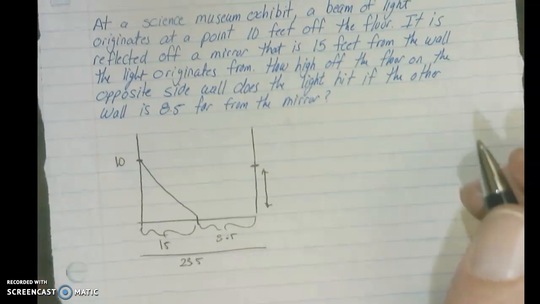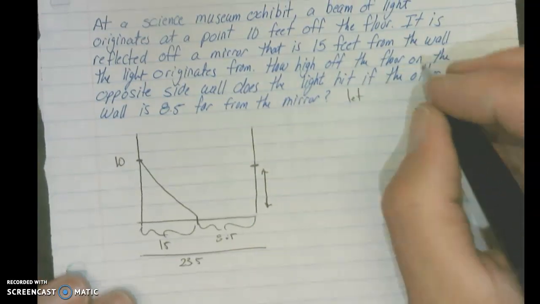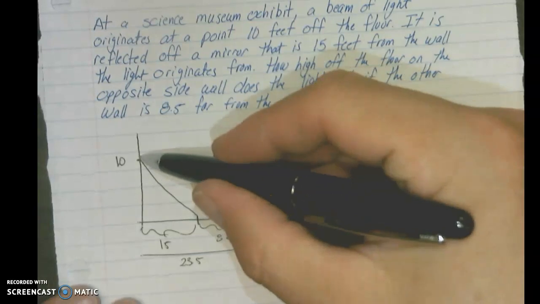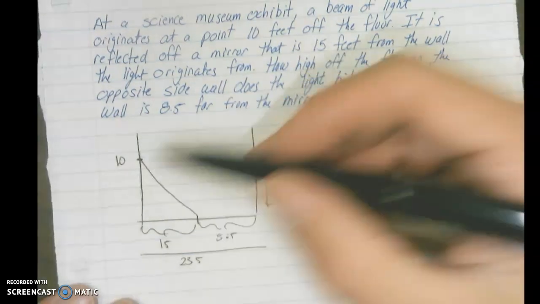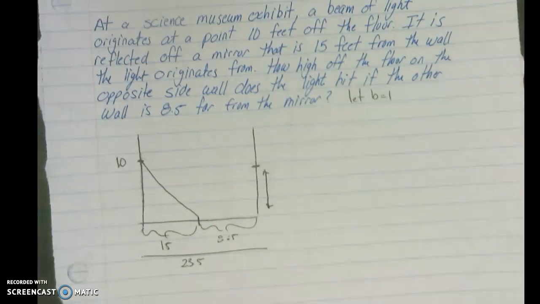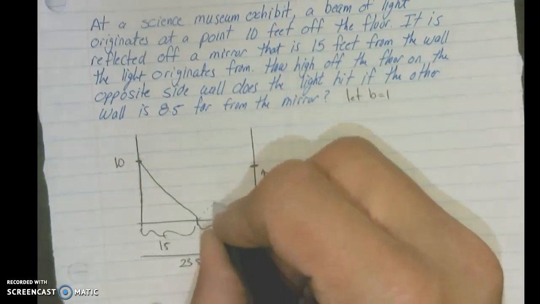Okay. We're going to go ahead and let b equal 1, mostly because we can't move those walls. They're pretty stationary. The only thing I can really do is move this light up and down. So that's why we're going to let b equal 1, because we're thinking it's going to be a vertical stretch and/or compression.